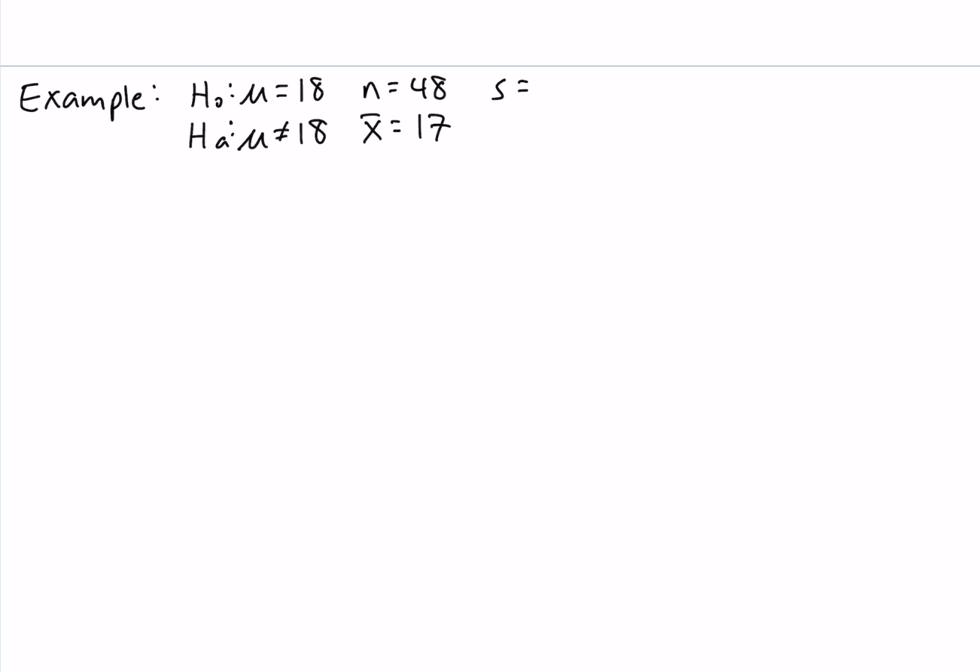So the example of a two-tailed test that we're going to look at is: mu naught is equal to 18. The sample size is equal to 48. The sample mean is equal to 17. The sample standard deviation is equal to 4.75. And the level of significance, alpha, is equal to 0.05.